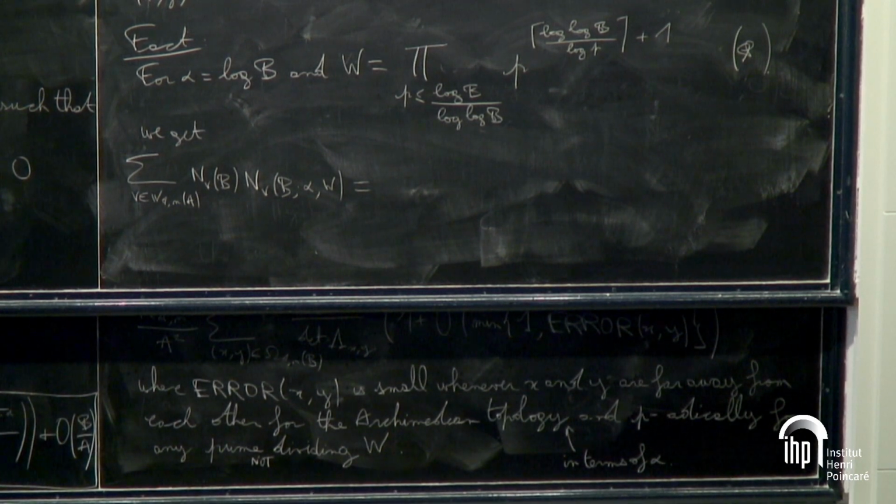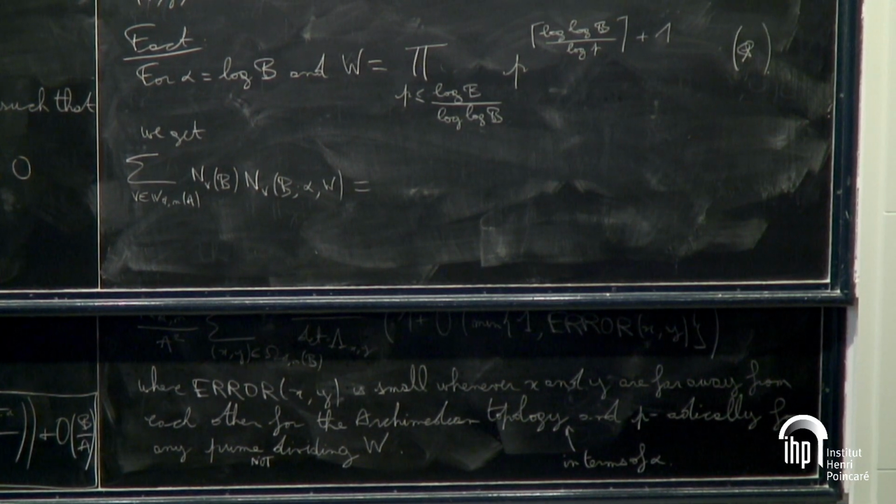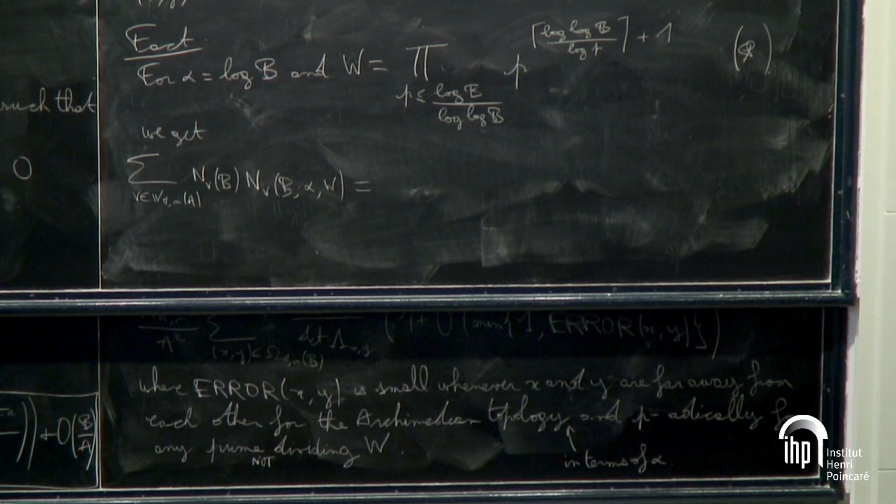So let me call this, let's say that this is M of A and B. Okay.